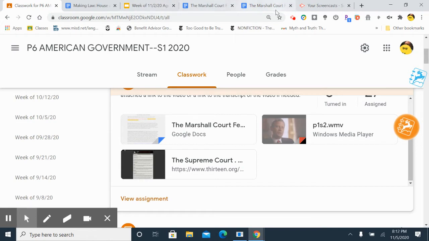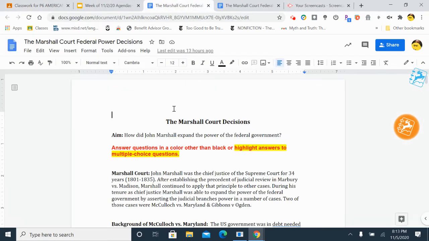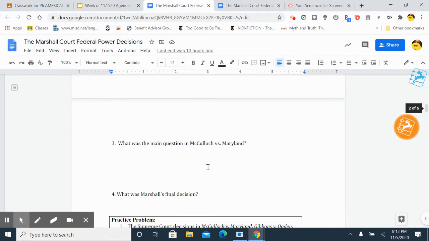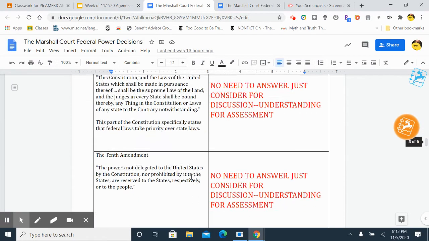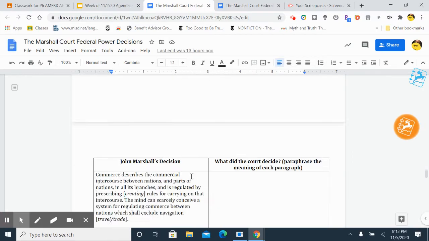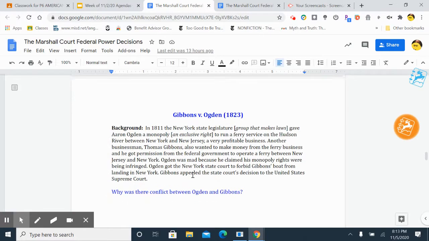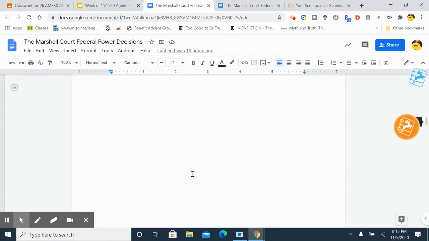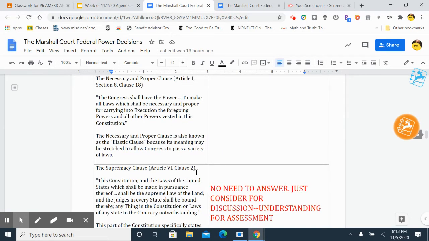The other thing that you're going to need to do is answer the questions by highlighting the correct answer. That's another thing you're going to need to do with the multiple choice questions. The harder part of this is to interpret these clauses of the Constitution and interpret John Marshall's decision in the Supreme Court.